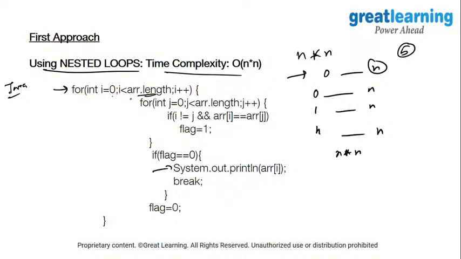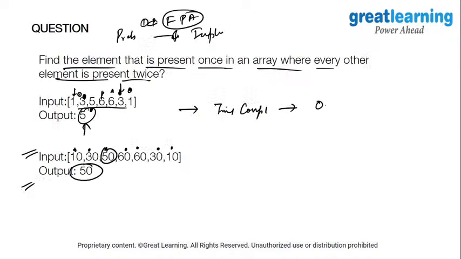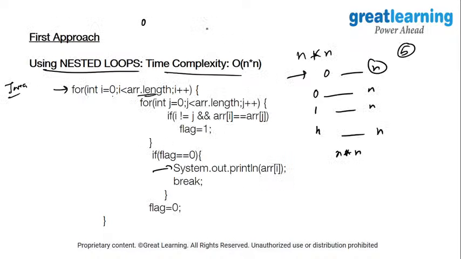So how do you approach this problem? If you have this question here, let's suppose 1 3 5 6 6 3 1. Okay, then we have 5. Now first, the outer loop element 1 will be compared with each and every other element, right? And we also check that it should not be on the same index, else we will get our answer, right?